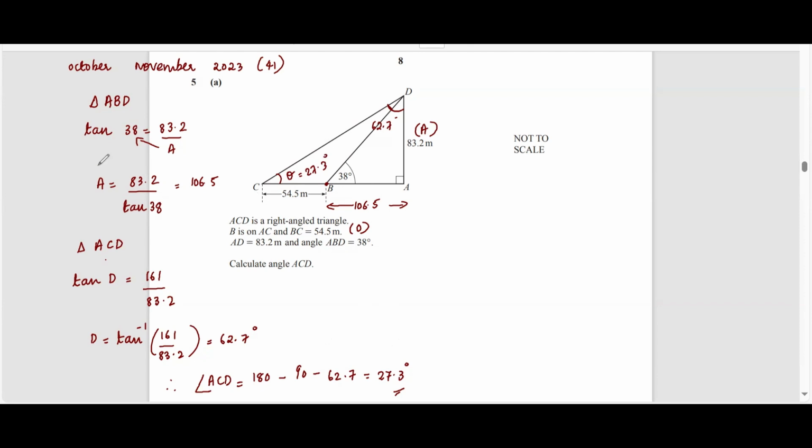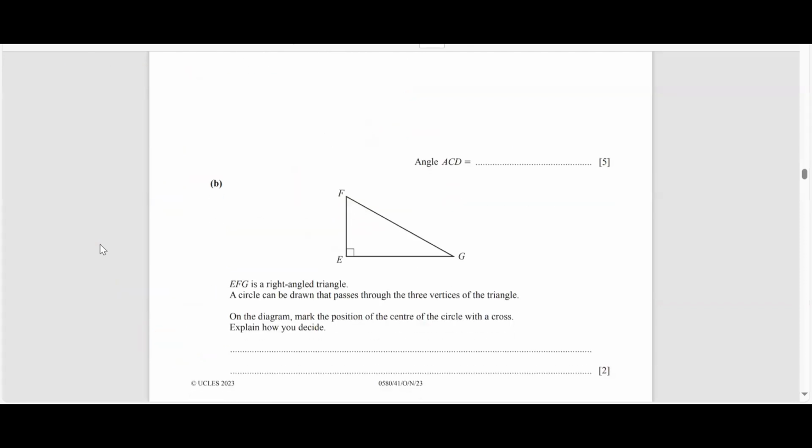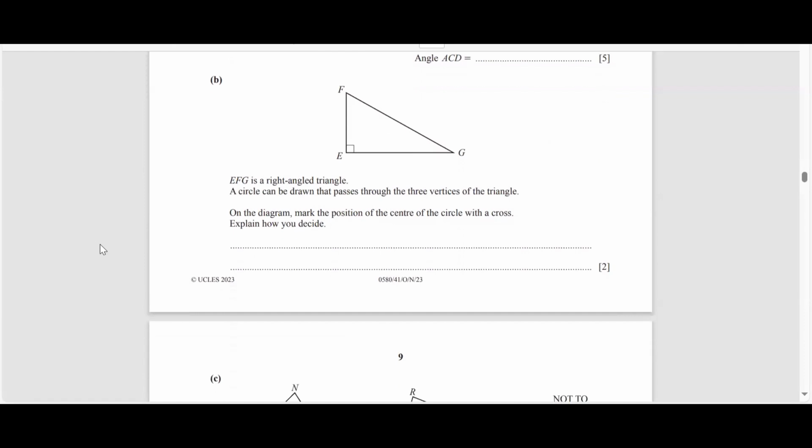We have part B and part C as well. So let's move on to part B here. EFG is a right angle triangle. A circle can be drawn that passes through the vertices of the triangle. So we need to draw a circle that passes through these three vertices, basically F, E, and G. Mark the position of the center of the circle with a cross.